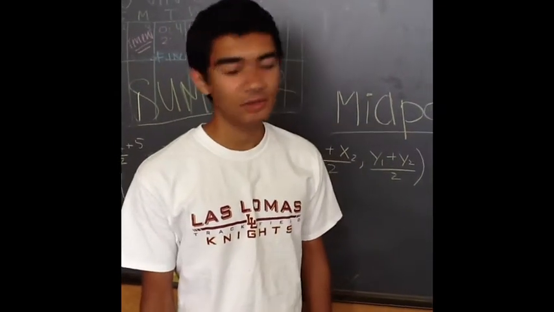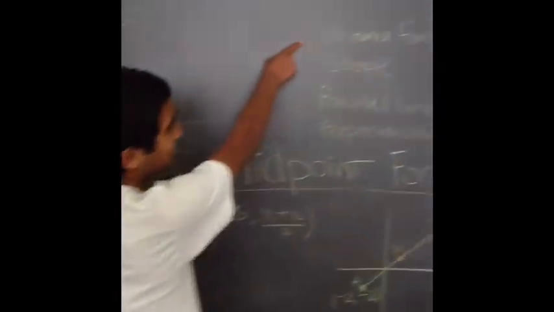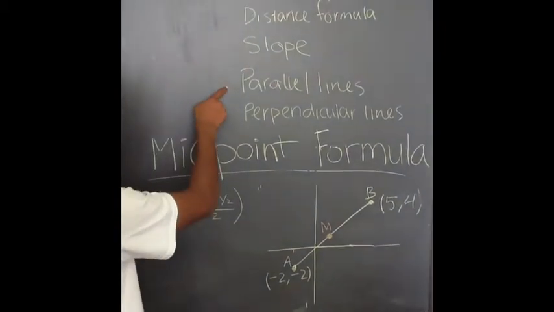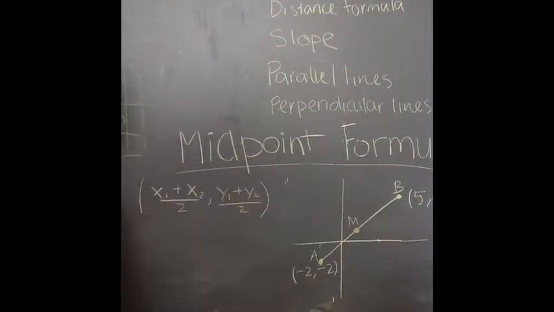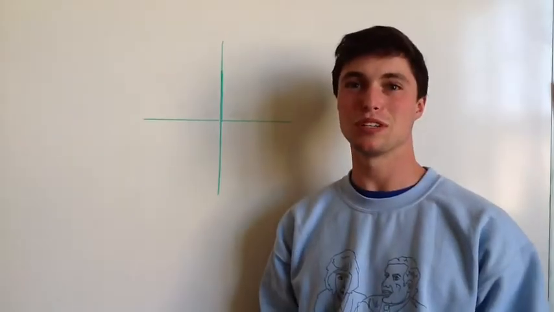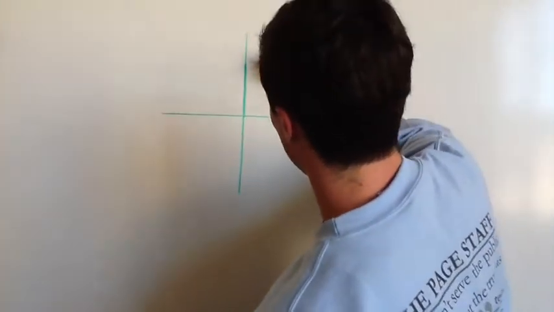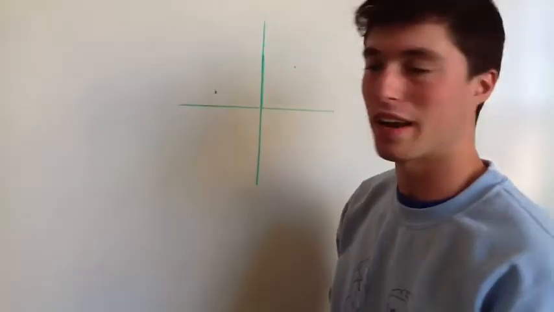Okay, so today we are going to learn about the distance formula, slope, parallel lines, perpendicular lines, and the midpoint formula. To find the distance between 2 points, one should set up a right triangle.